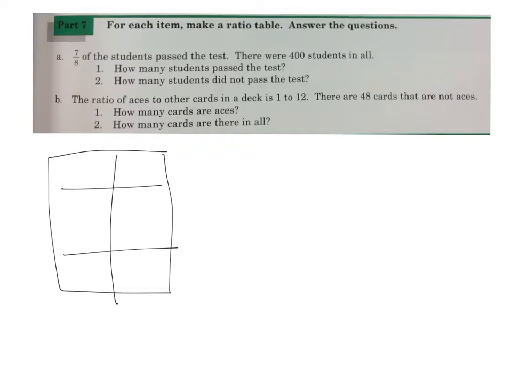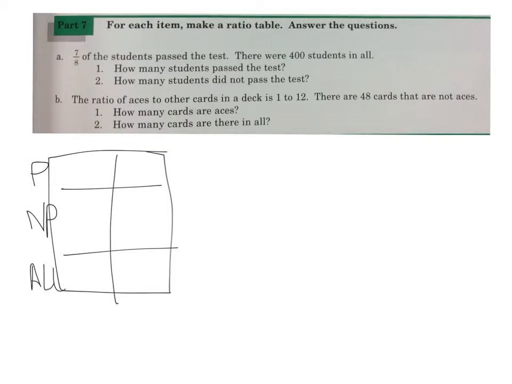So it says for part 7, to start out the first problem, the instructions say to make a ratio table. So I at least know that that's where I have to start with solving the problem. So make my ratio table. And it says that 7/8 of the students passed the test. So if we know that there's a group of students who passed and did not pass, and then there's all the students who took the test. Those are my three groups, that there's students who passed the test, students who did not pass the test, and then the total group of students who were able to take the test.